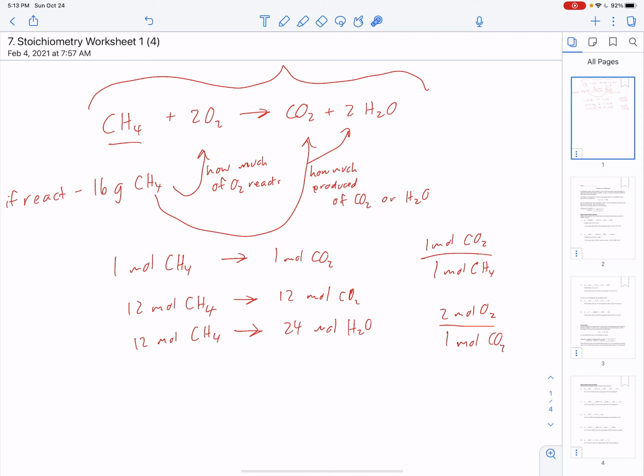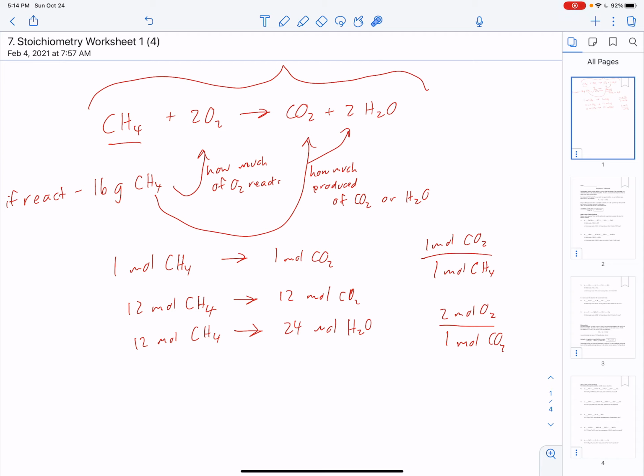So there's a 1 and a 1 for CO2 and CH4, and there's a 2 to 1 ratio of O2 to CO2, right? So you just use the coefficients and turn them into what we call a molar ratio, and that's what you're seeing over here and here, okay? Now that's the key thing in stoichiometry. You can convert moles to moles.